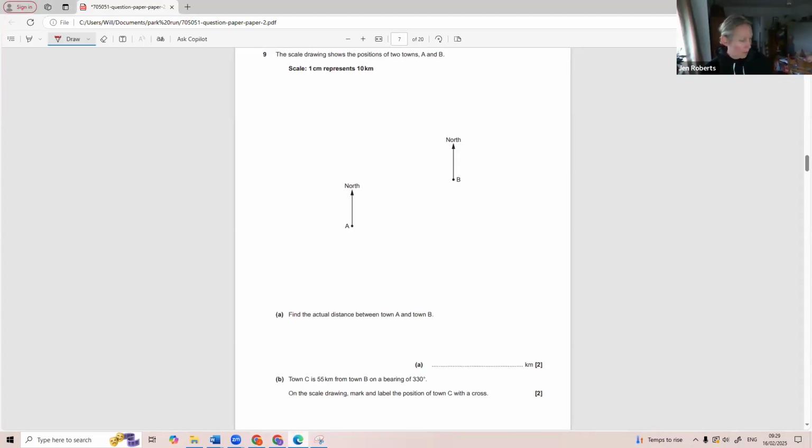If you measure the distance from town A to town B, it's going to allow anything from 6.8 to 7.2 centimetres. But then you've got to convert it into kilometres, so times it by 10. They've given their answer as 70 kilometres here, but they will allow anything from 68 to 72. So if you've got anything between 68 and 72, you would have got the 2 marks there.